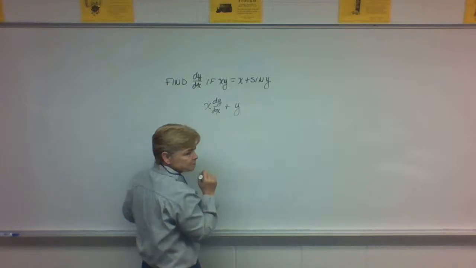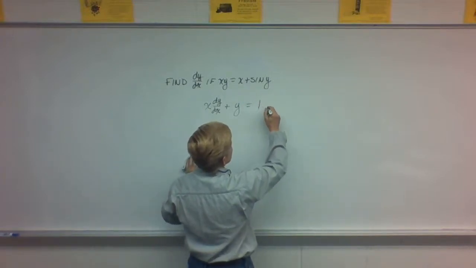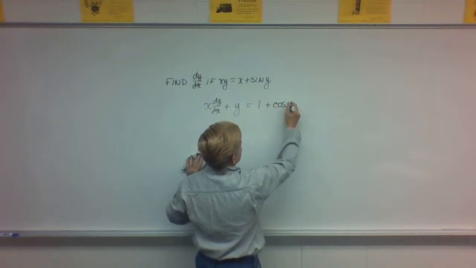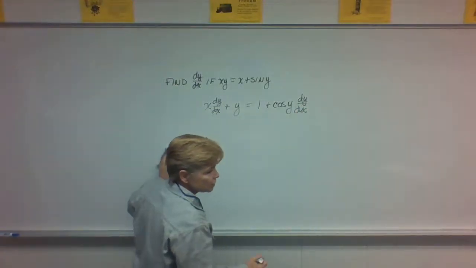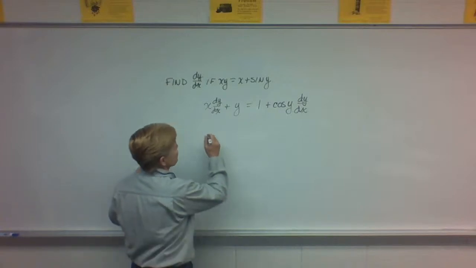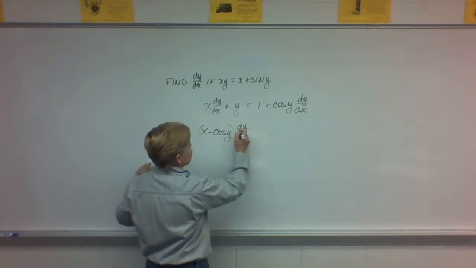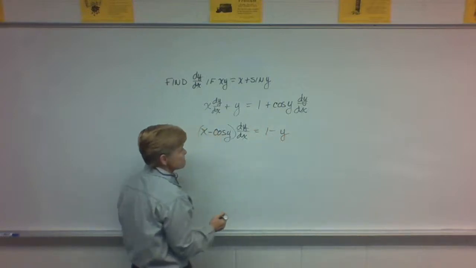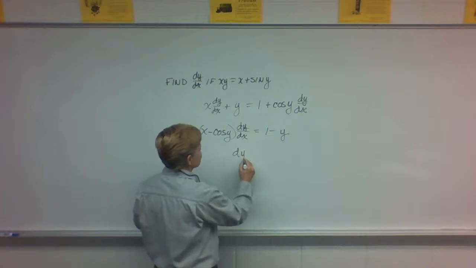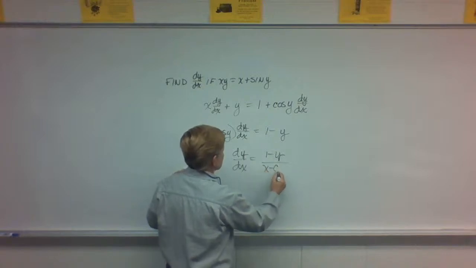That's the left side. You see it? Do you really see it? Okay, because people don't see it other places. So if I do this one, that's going to be 1 plus cosine y dy/dx. And I assume you can proceed from there, but I will continue just to complete this review. The right side will be x minus cosine y dy/dx, and bringing the dy/dx over and factoring the dy/dx out equals 1 minus y. You agree with that? Okay, so dy/dx is equal to (1 minus y) over (x minus cosine y).